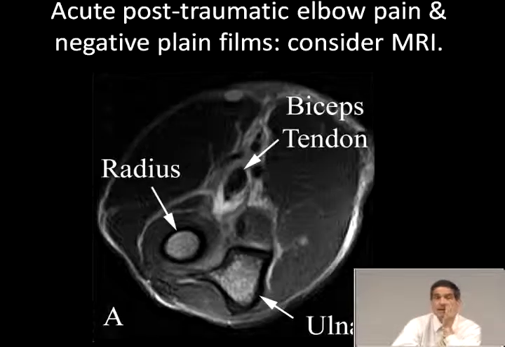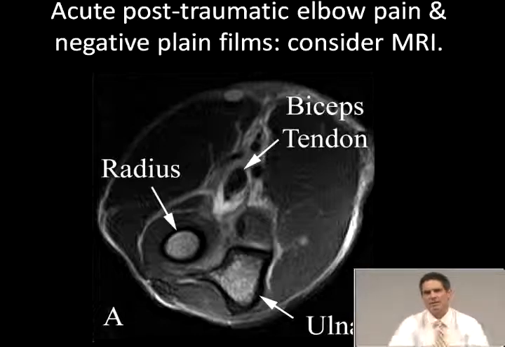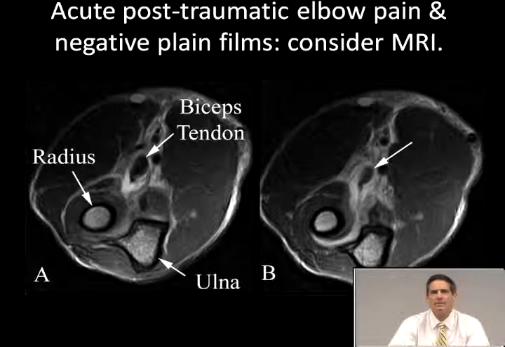All right, so if the plain films are negative, what are you going to do? Let's try an MR. Here we've got an MR with some labels on it, including this cross-sectional image through the distal humerus or elbow joint. Actually, it's going to be the elbow because you've got the radius and ulna labeled there. The biceps tendon shows up there. This is a patient who had pain following a lifting injury. Plain films were normal. I'm not going to show those here, but they were normal.